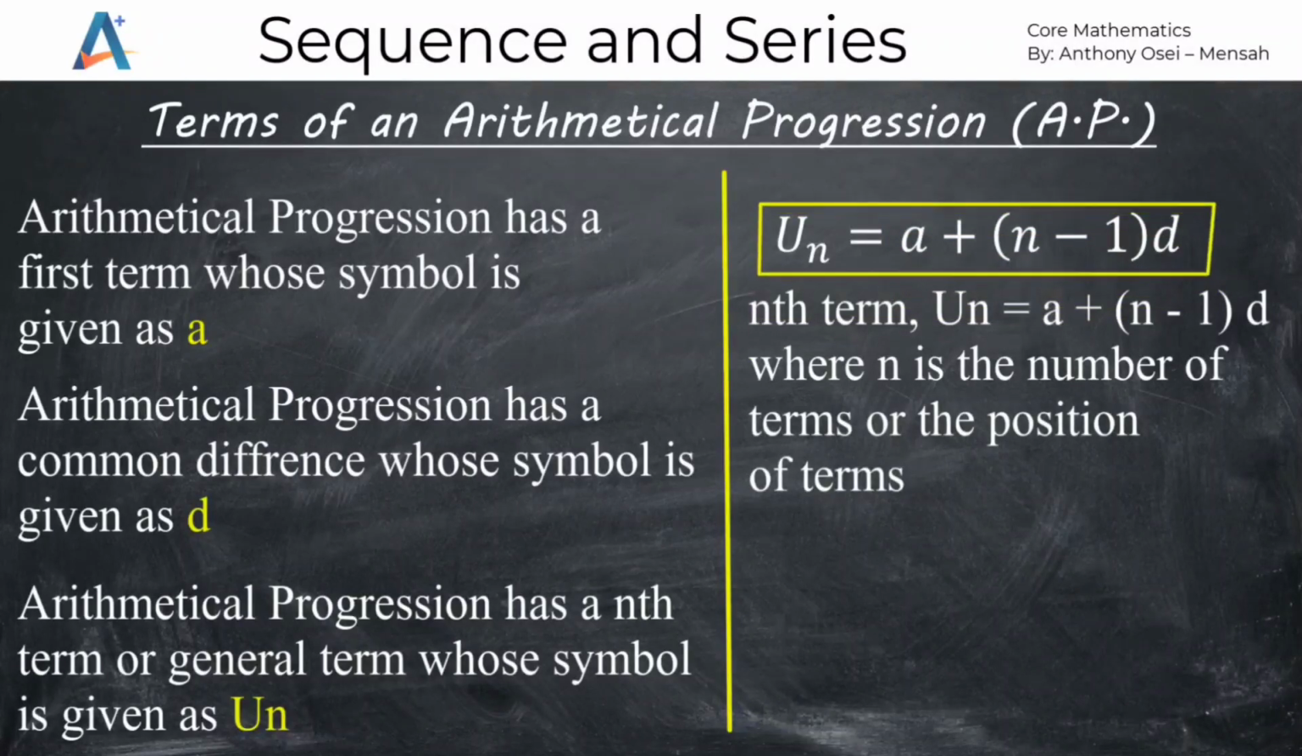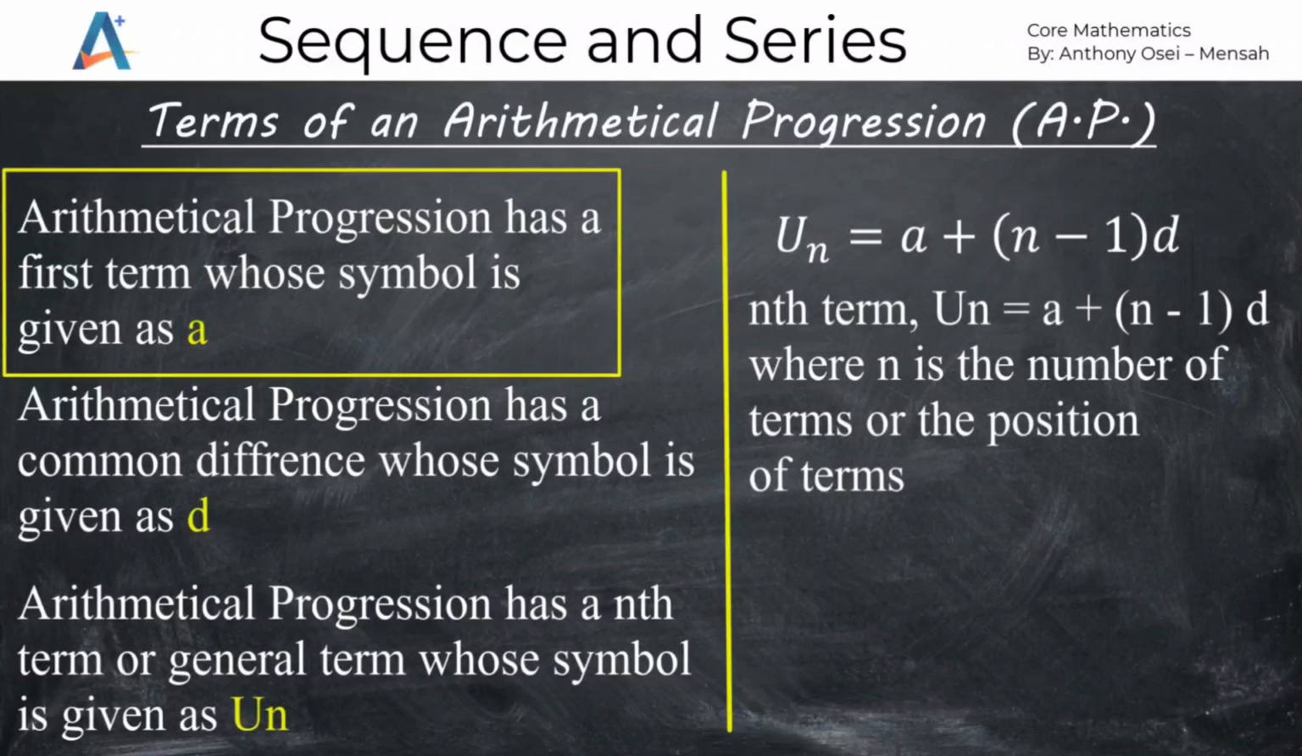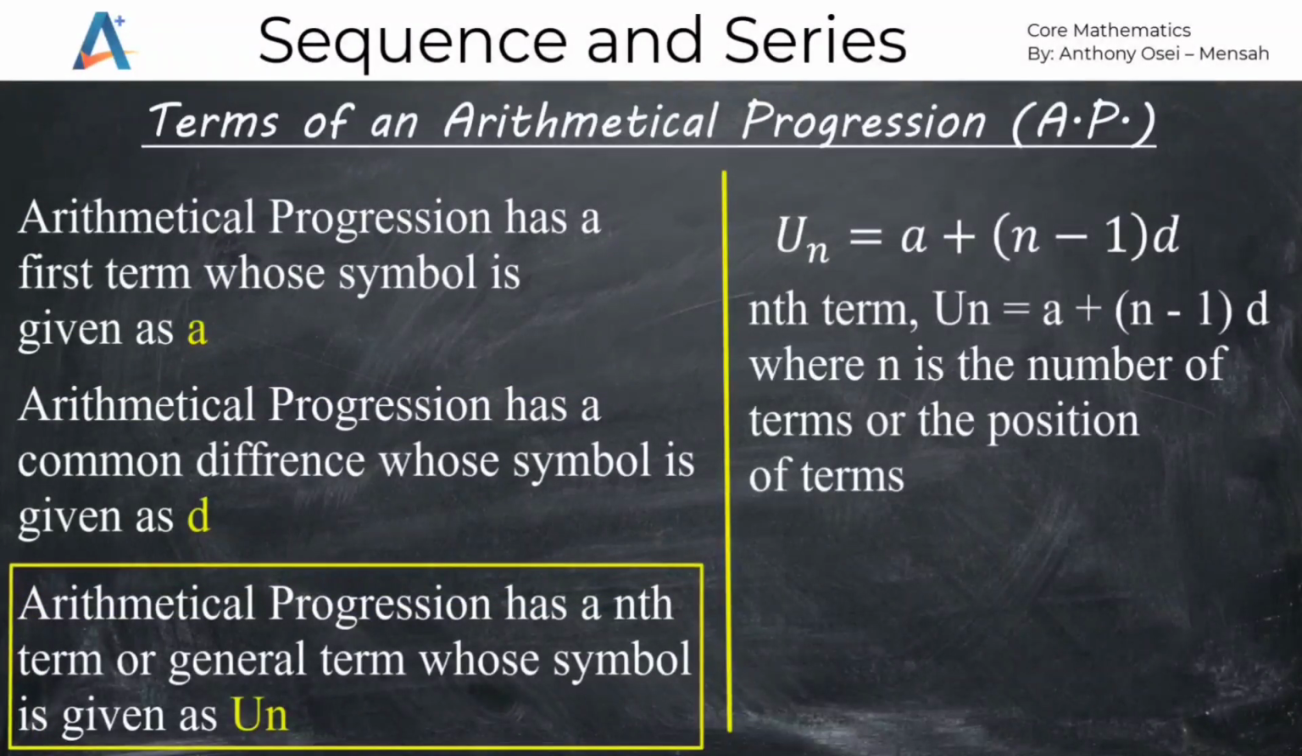So this formula Un is equal to A plus (n minus 1) times D has these variables in it: the variable A stands for the first term, and the variable n is the number of terms. That means the variable n stands for how many terms are in the sequence, that is, the number of terms, or the position of the term. That is to say, whether it is the first term, the second term, the third term, the fourth term, fifth term, and so on. That is where n is.